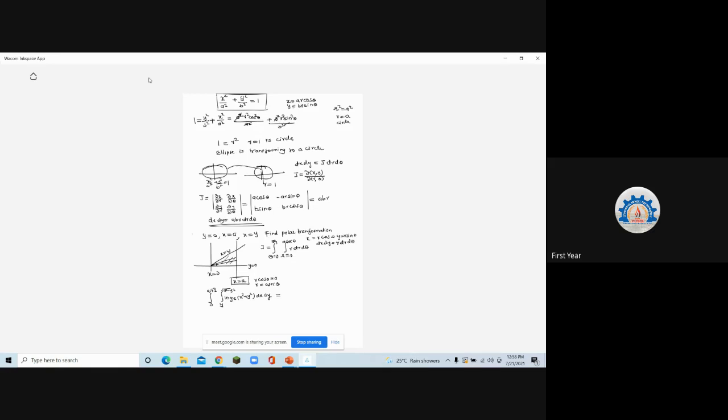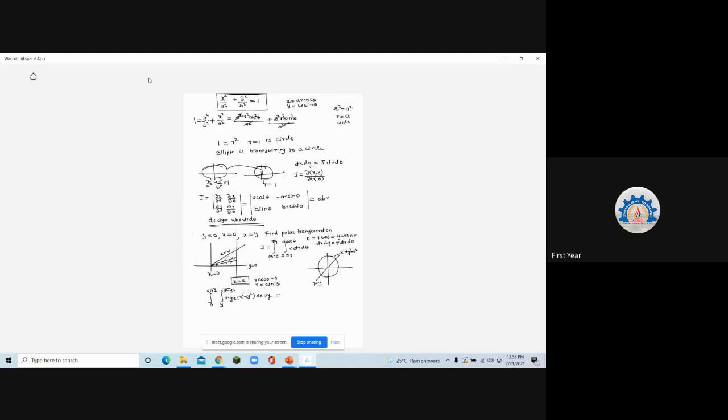Your curve will be something like this. The upper limit of x, should I write directly? x square plus y square is a square, the upper limit of the inner integration, which is a circle. Then the lower limit is x is equal to y. So this is the line x is equal to y. Then these are the limits of x.